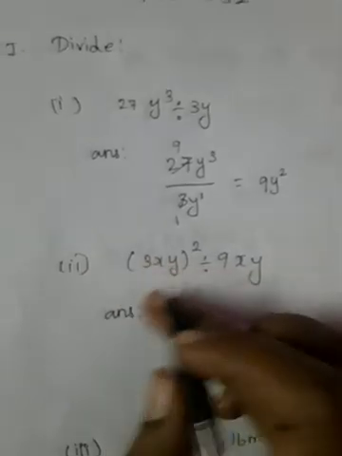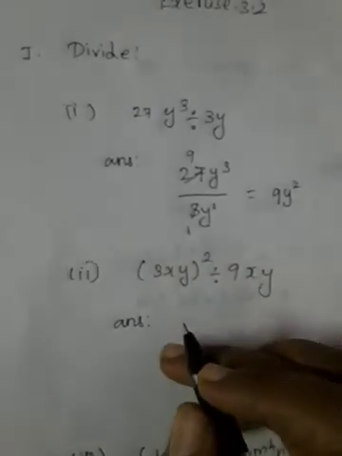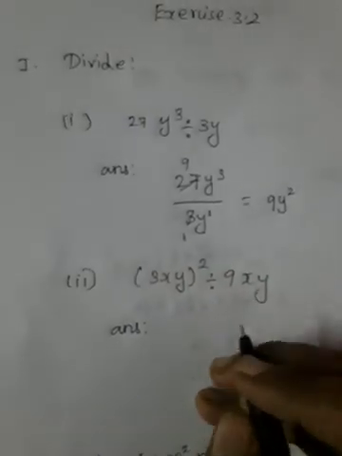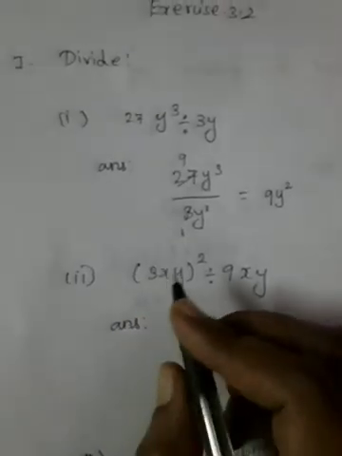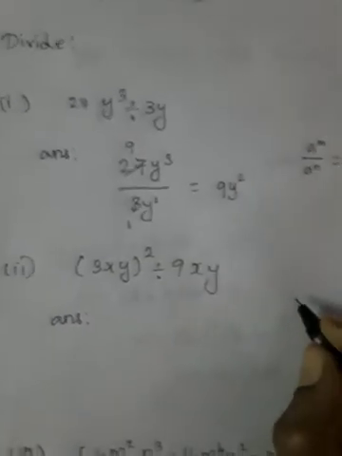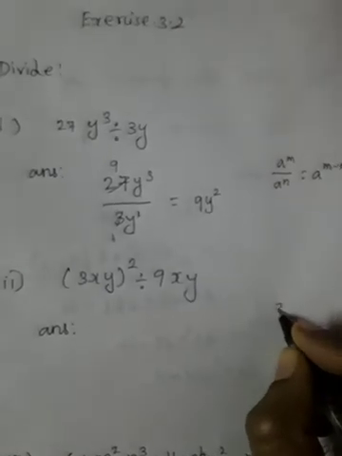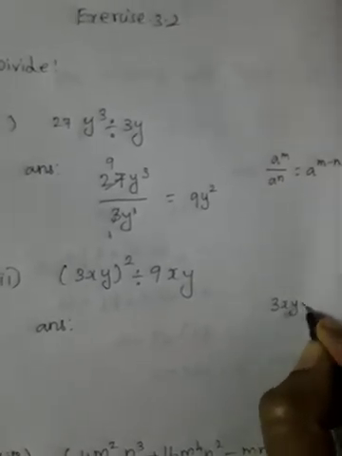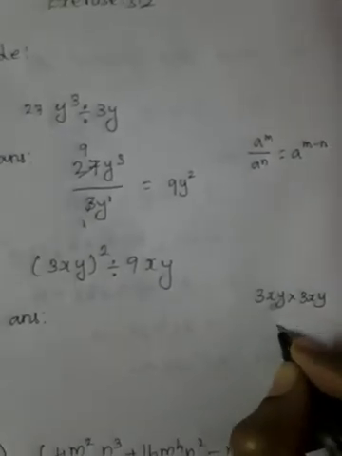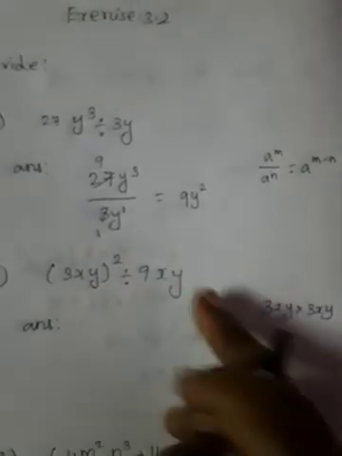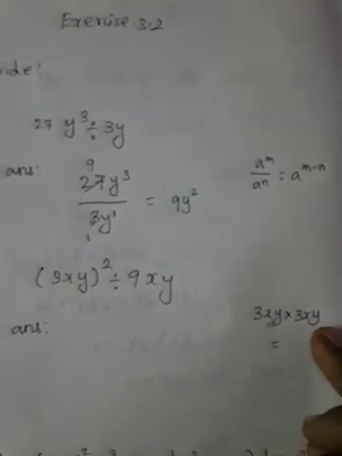So here we have whole square. In the previous exercise we have whole square or cube, I think so. So the same procedure you want to do for that sum also. So if it is whole square, you just expand it like this. What do you mean by whole square? You want to multiply the same thing 2 times. So 3xy the whole square is equal to 3xy into 3xy.